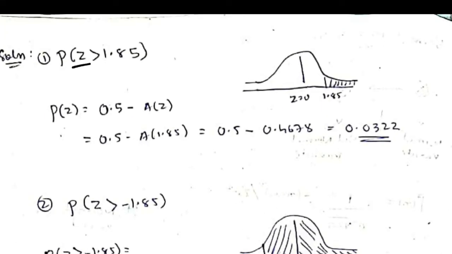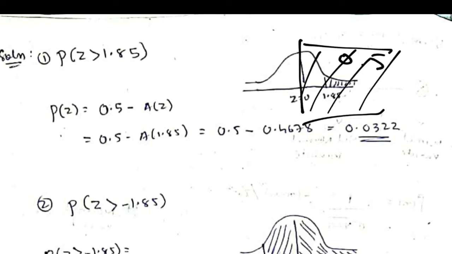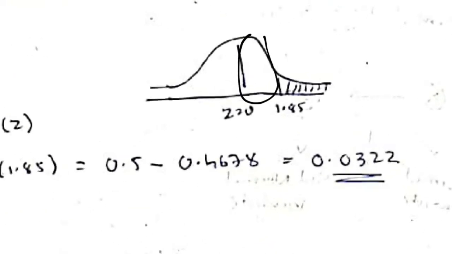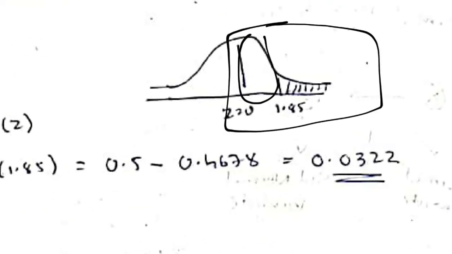Probability of z greater than 1.85 means z's value, which is 1.85 here, and greater than that means this area till infinity. Okay, we have to find the area of this. How can we find it? We know one thing, which is from here till infinity it is 0.5 total. This whole area is 0.5. Now if we subtract this area from 0.5, we will be left with this area. How can we get this area?